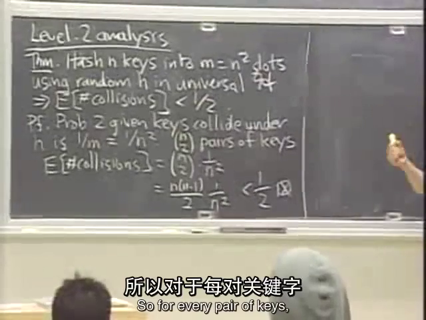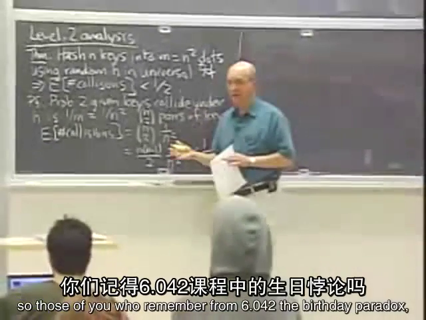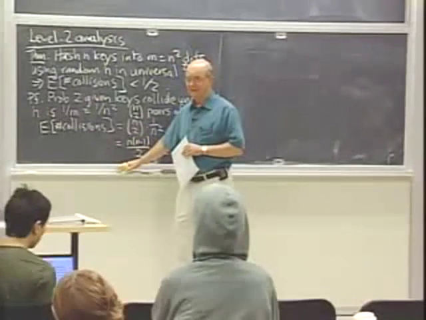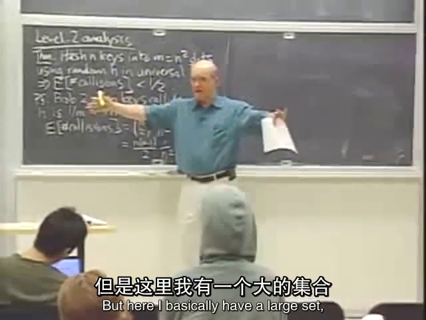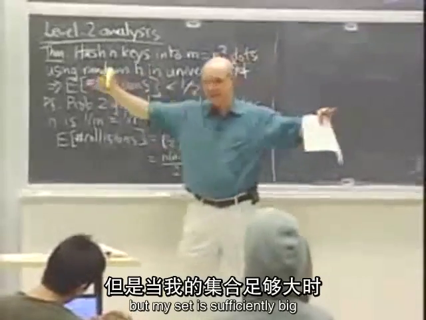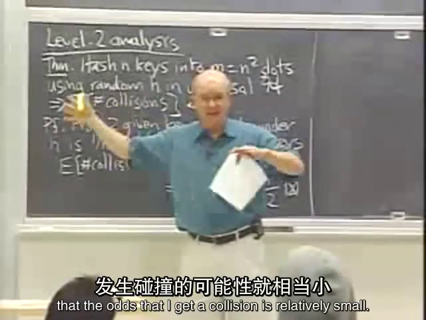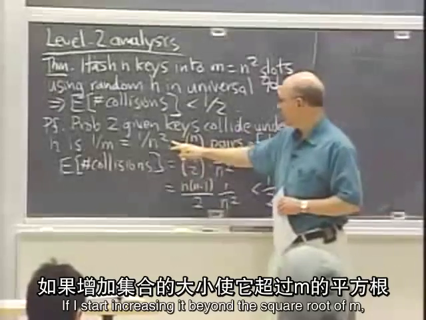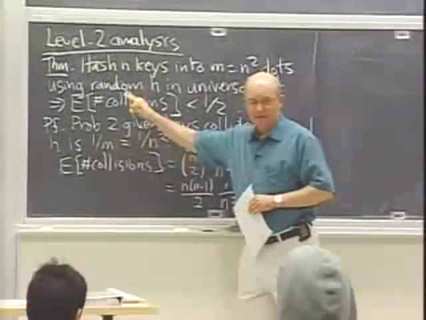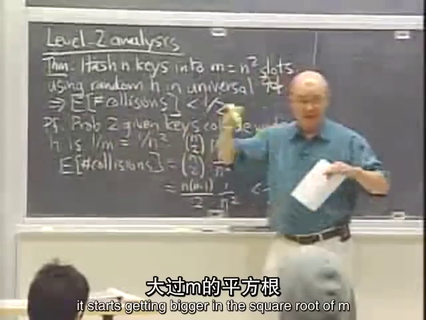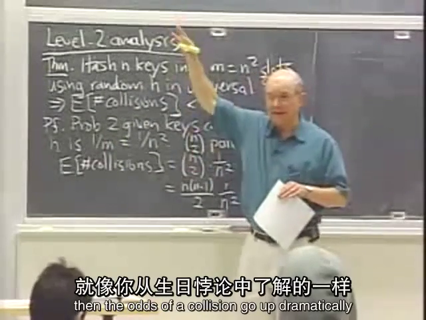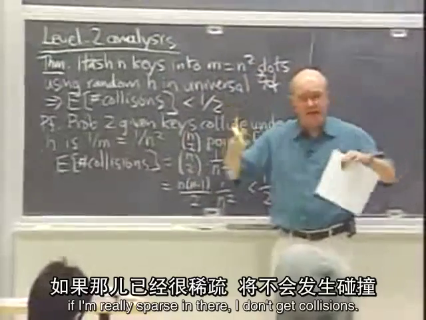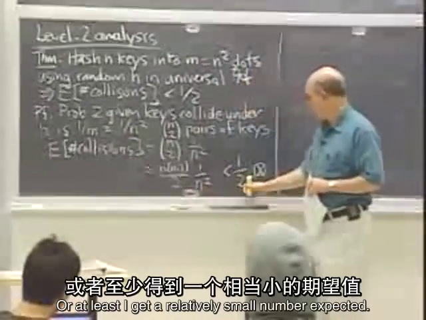So for every pair of keys, those of you who remember from 6.042, the birthday paradox, this is related to the birthday paradox a little bit. Here I basically have a large set, and I'm looking at all pairs, but my set is sufficiently big that the odds that I get a collision is relatively small. If I start increasing it beyond the square root of m, the number of elements, so it gets bigger than the square root of n, then the odds of a collision go up dramatically, as you know from the birthday paradox. But if I'm really sparse in there, I don't get collisions, or at least I get a relatively small number expected.